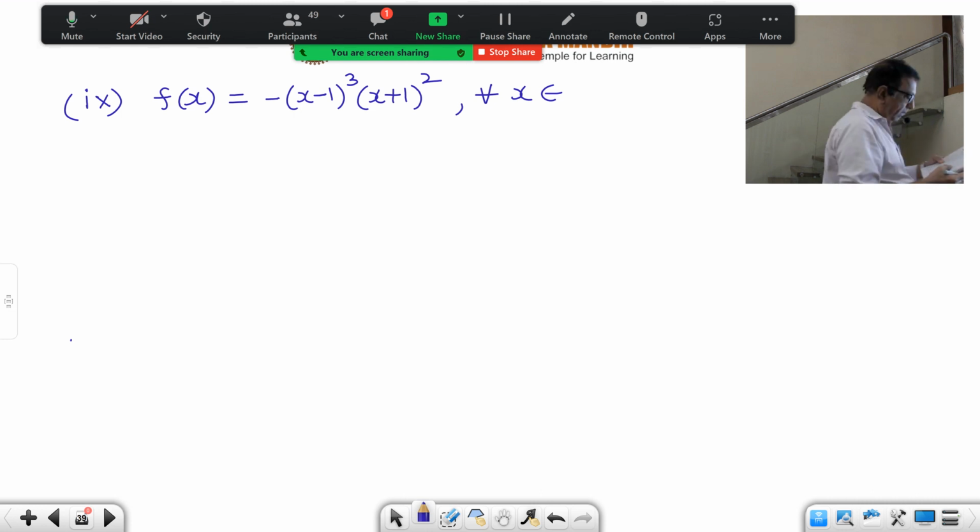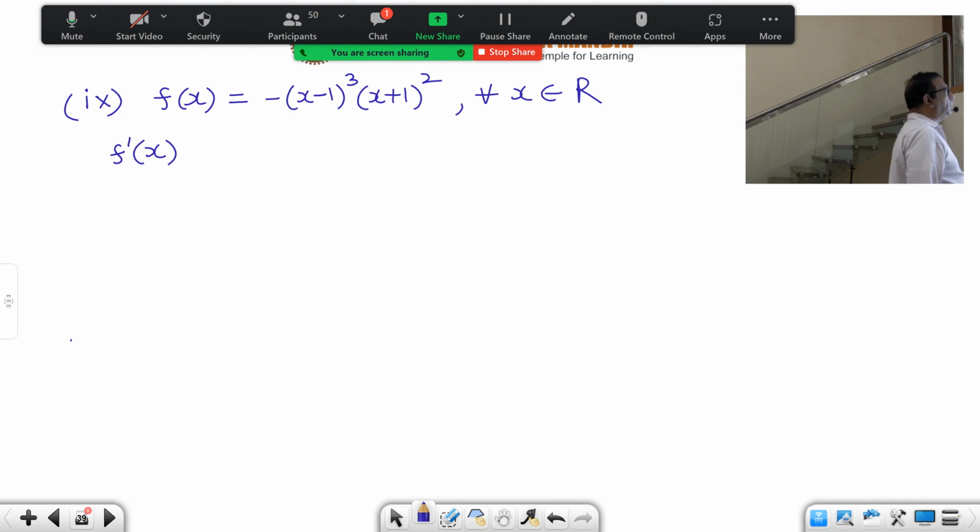Okay, f of x is equal to minus of (x minus 1) whole cube into (x plus 1) whole square, for all x belonging to R. Okay, I'll write R here. Right, so let us use the uv formula for finding the derivative. u is minus of (x minus 1) whole cube. v is (x plus 1) whole square.